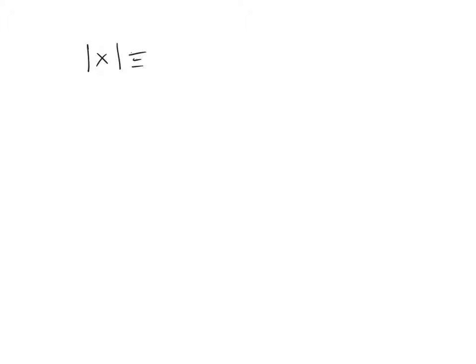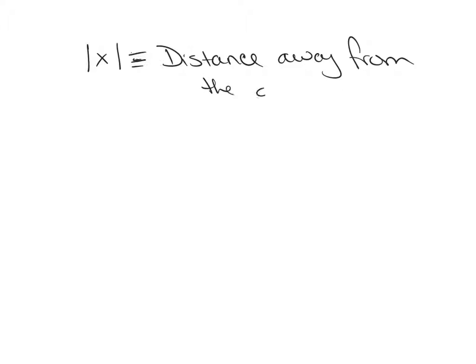When I have 3 lines there like I just drew, that's not an accident. That means definition, or defined as, distance away from the origin. Remember, that means that it is always positive.